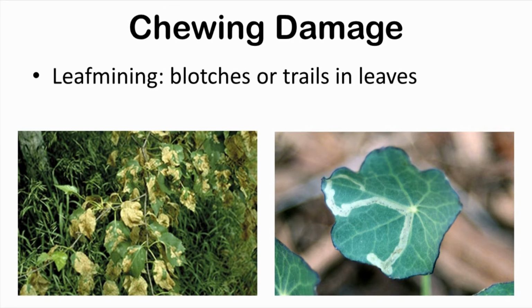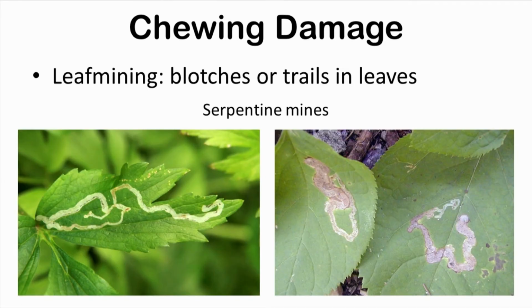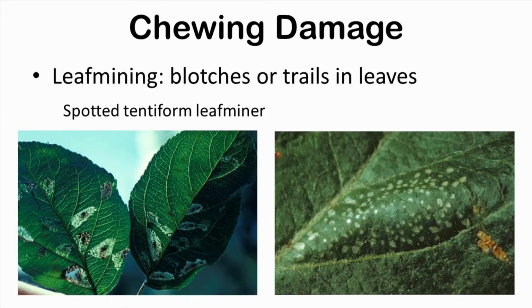There are two main types of mines: the blotch mines, which are generally irregular, rounded areas, and serpentine mines, which meander across the leaf, gradually widening as the insect grows. Sometimes the mine may be a combination of the two, starting as a narrow serpentine mine, but widening into a large blotch as the insect grows.